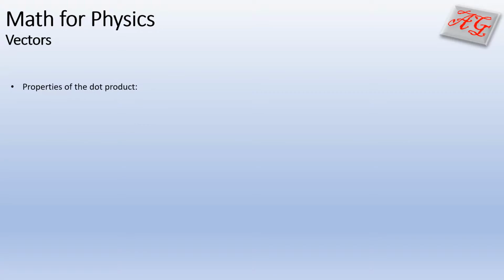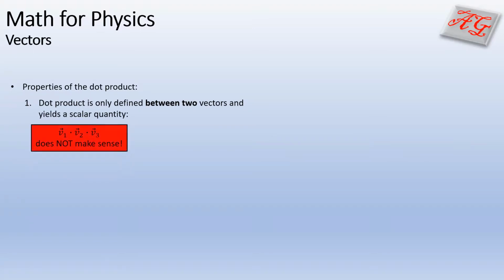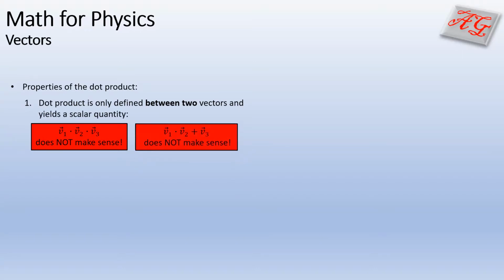Let's now summarize some of the properties of the dot product. The dot product is only defined between two vectors and yields a scalar quantity. So the triple dot product doesn't make any sense, since the dot product between two vectors yields a scalar, so trying to take a third dot product doesn't make any sense. Of course, the sum of the dot product of two vectors with another vector is not possible, since the sum of a vector and a scalar is not defined.